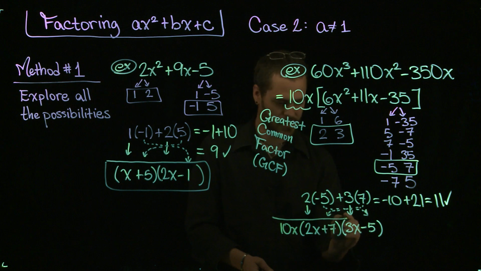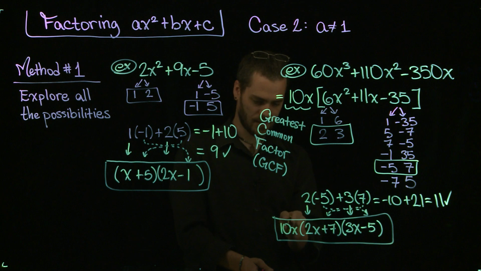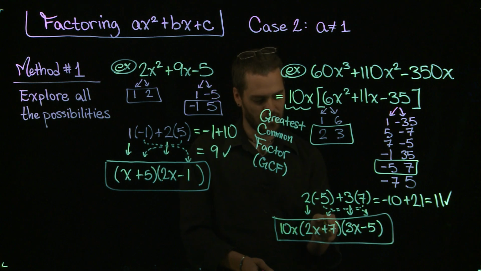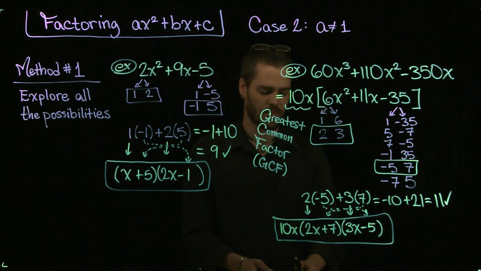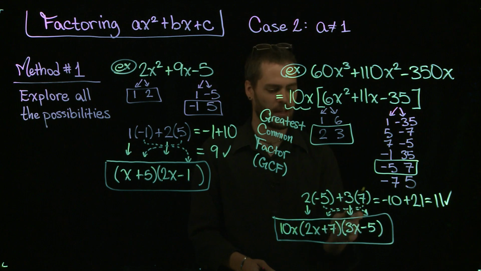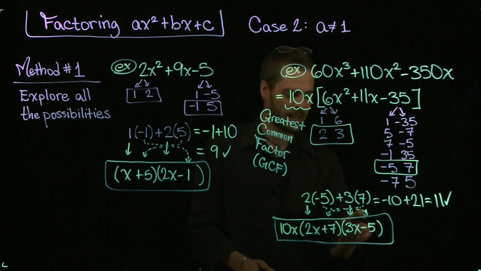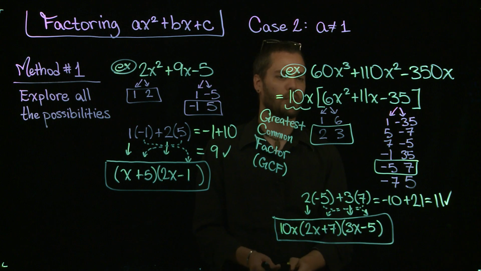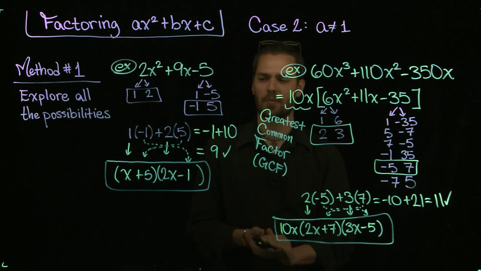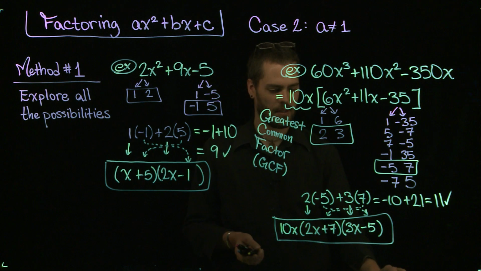So it turns out that this trinomial actually has 3 different factors. 10x is one of the factors, the binomial factor 2x plus 7, and the binomial factor 3x minus 5. You can always remultiply these things, remultiply the binomial, see if you get the trinomial, multiply back in that greatest common factor, and you should end up with the original polynomial. So let me move on from method number 1 to show you a couple other methods that you might like.